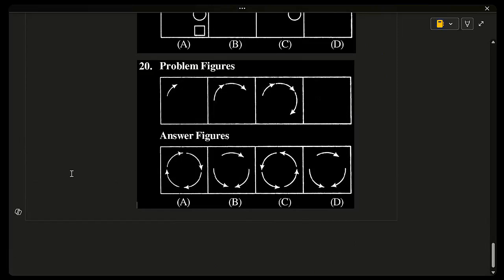Yes, 20th question. It's a clear pattern. Every time, one arrow mark is getting increased: 1, 2, 3. Next we want the fourth one. If you fill the fourth one, then it is going to be 4 arrow marks going in the clockwise direction, so you'll be getting option A. In option C also 4 arrow marks are there, but they are going in anti-clockwise direction. So it's option A. Students, doubts in this part, you can raise your hand.